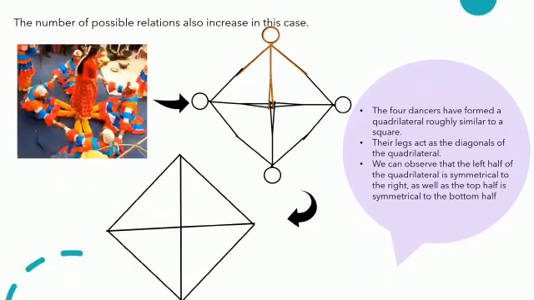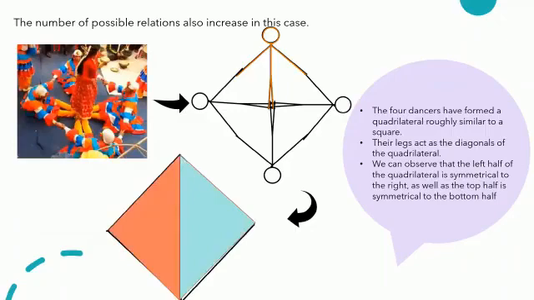And we can also observe that the left half of the quadrilateral is symmetrical to the right and that the top half of the quadrilateral is symmetrical to the bottom half.